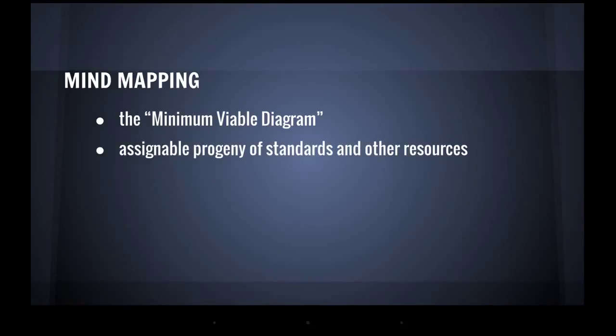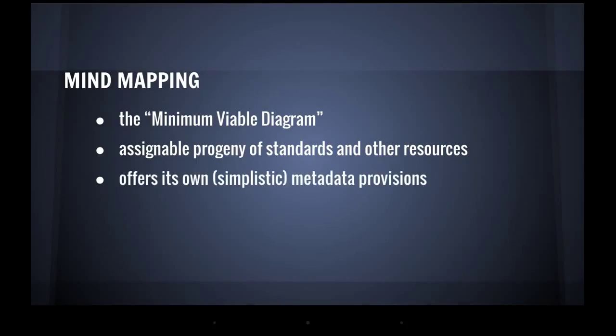Because you have assignable progeny of standards and other resources. All the descendants of those particular standards or groups or whatever can be graphically denoted in a mind map, trivially, very simple to do. It offers its own, if simplistic, metadata provisions. So you'll see that in a moment. But unfortunately, a mind map is static and it has no semantic data.